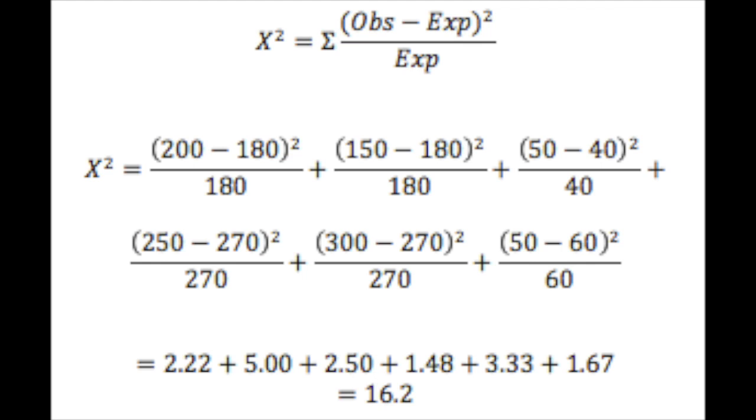So now let's move on to calculating our chi-squared test statistic. In order to do so, we must have our observed cells and our expected cells. For each cell, we must take the observed minus the expected, squared, and divide that all by the expected, then take the sum over every cell. And that will turn out to be 16.2.